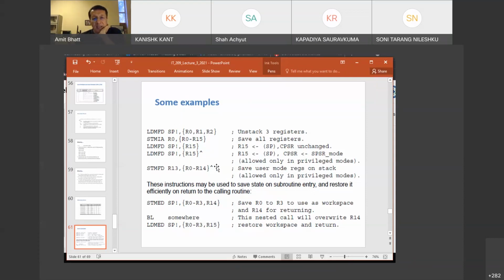Probably I need to differentiate this: this particular example is used by interrupt handlers. In the interrupt handler you want to save registers in the stack, and when you do this, the CPSR value would also be stored into the SPSR and many other things would happen. Whereas if you are just saving it as part of your user program, it is not necessary that LDM and STM instructions are used only for interrupts. You can use them for your normal programs.